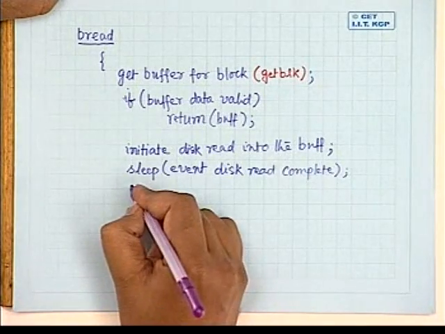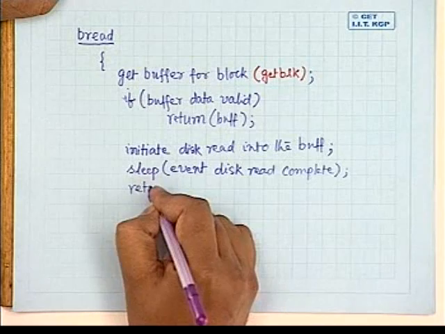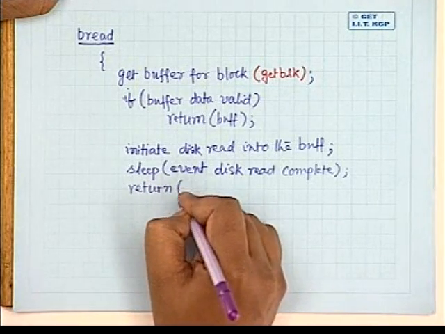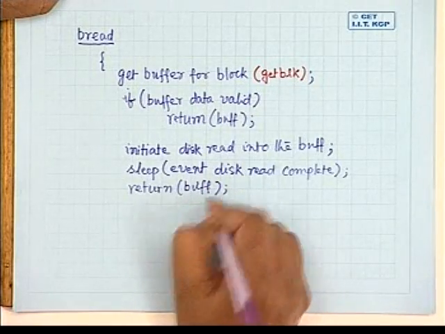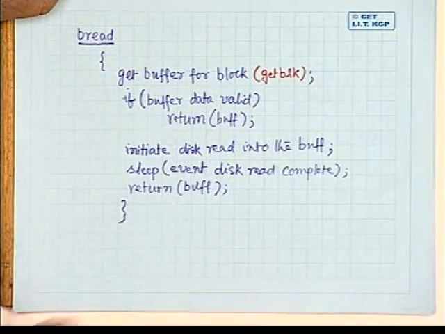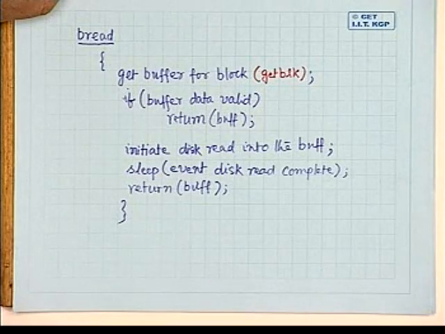Okay. And once disk read is complete, then the buffer containing the new block can be written. So this will be the block read operation whenever a process wants to get data from a particular disk block.